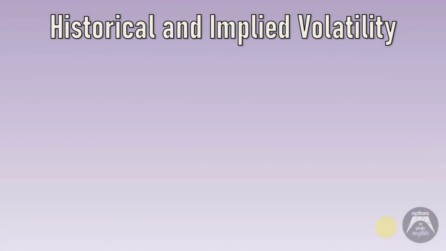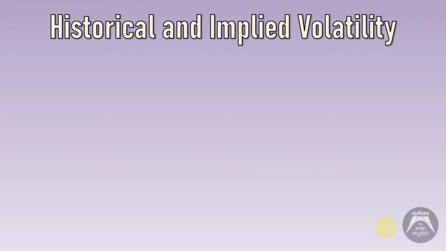Today we're going to talk about historical and implied volatility. These two terms are used by traders to refer to different types of volatility. And we know that volatility refers to price changes over time, how often they happen and how big they are. So something that fluctuates a lot is displaying a high level of volatility, and something that doesn't change very much is displaying a low level of volatility.